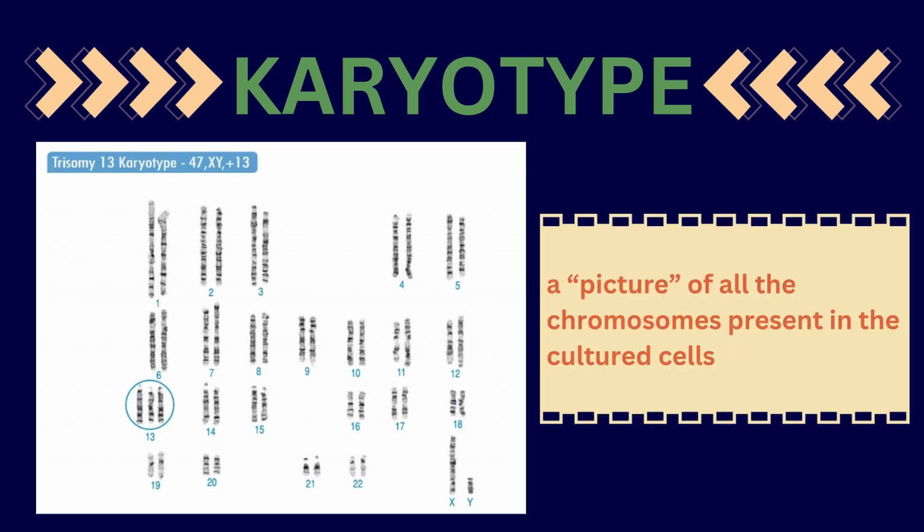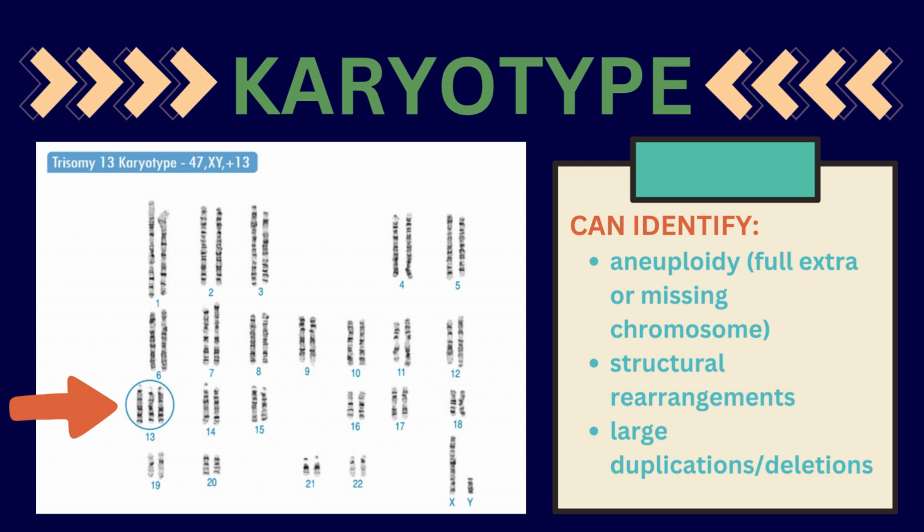Here is an example of a karyotype with an extra chromosome, specifically an extra chromosome 13. This is what a karyotype looks like for an individual with trisomy 13, or Patau syndrome. As you can see with this example, a karyotype can identify full extra or missing chromosomes. It can also identify other forms, for example, if a piece of chromosome is translocated onto another.